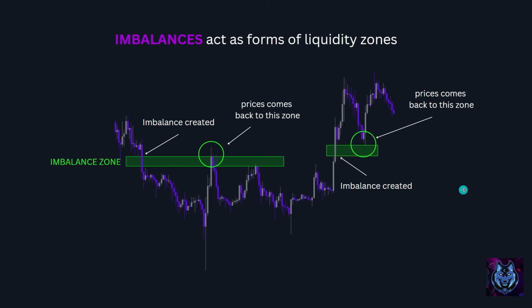Imbalances act as forms of liquidity zones. So what I like to do is mark out these zones and draw it across the chart. Price likes to keep coming back to these places. As you can see here, create the zone, price came back up, tapped in, drank up the liquidity, dropped down again, came back up, drank up the liquidity, and dropped back down again. Here's another example. Price moved up very fast. Imbalance was created in the market here, dropped back down to tap into the zone before carrying on its move.